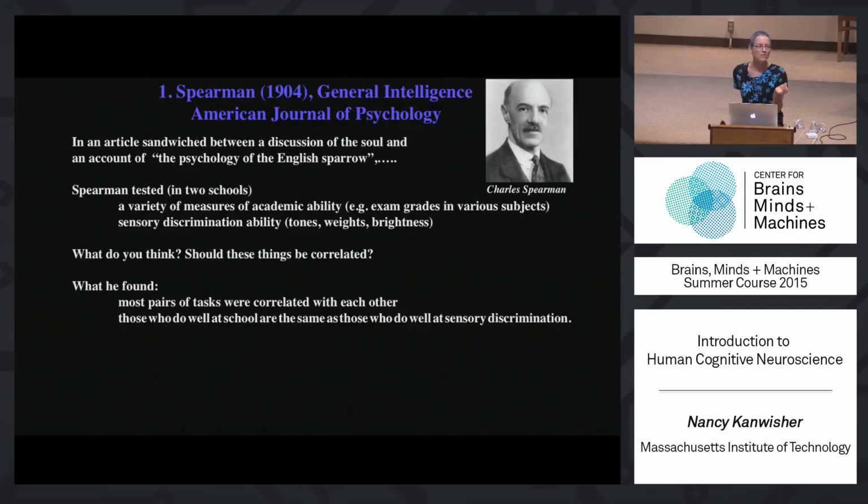And this is the basis of the whole idea of G, which is the general factor, and which is what led to the whole idea of IQ and IQ testing. And in America, we're very uptight about the idea of IQ. Brits don't seem to have a problem with this idea. They're very enthusiastic about the idea, and always have been.